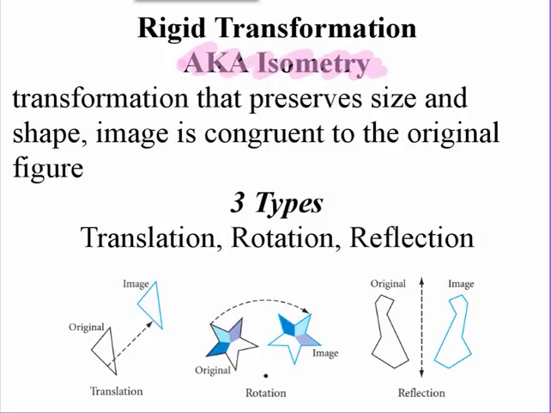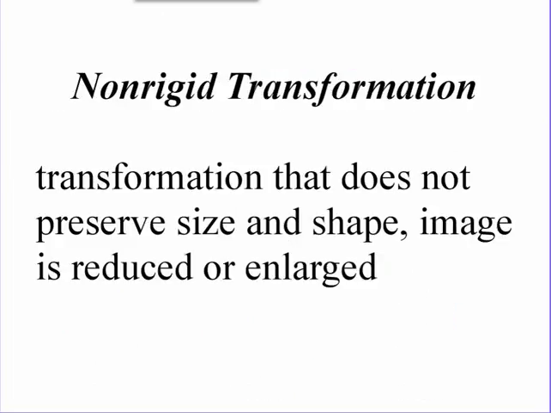Okay, so then now we have what's known as a non-rigid transformation. A non-rigid transformation is a transformation that does not preserve size and shape. So basically the image is reduced or enlarged. So when we think of a non-rigid transformation, we mean it's either shrunk down or it's gotten bigger. So it does not preserve size and shape. Okay, so that is what a non-rigid transformation is.